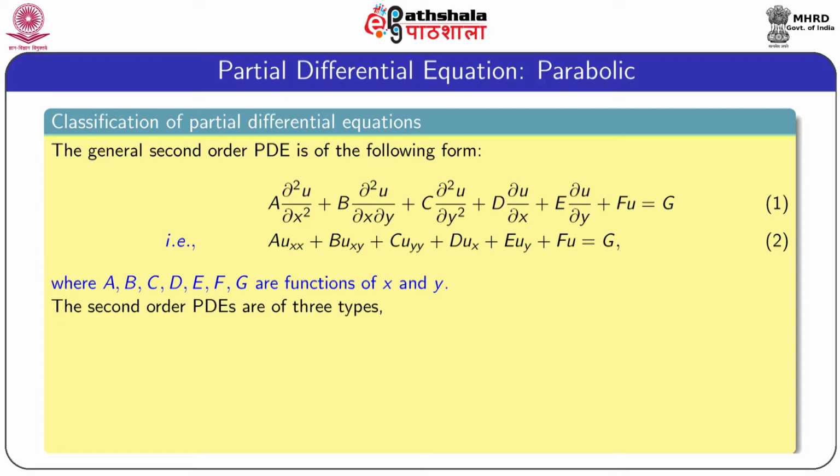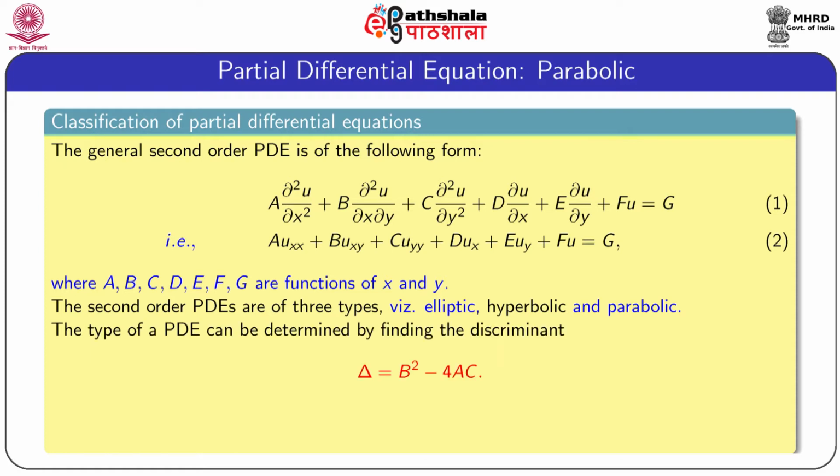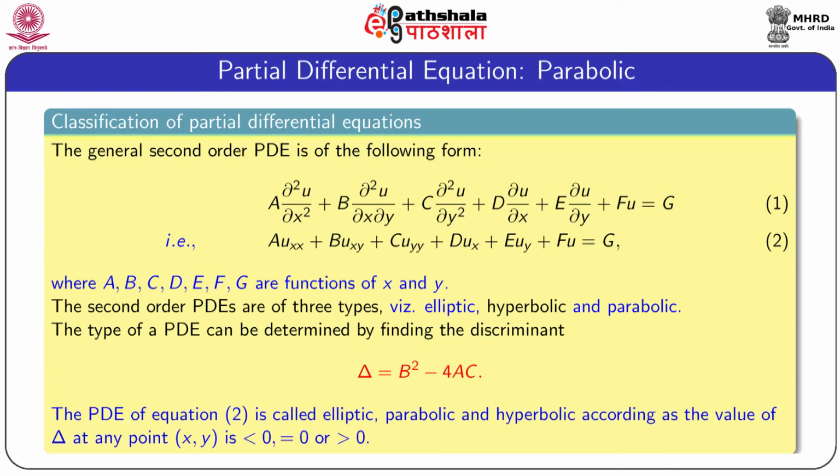The second order PDEs are of three types. The first one is called elliptic type, the second one is hyperbolic type and the third one is parabolic type. So, all second order partial differential equations can be divided into three groups: elliptic, hyperbolic and parabolic equations. The type of a PDE can be determined by finding the discriminant, which is defined as delta equal to b square minus 4 times a times c, where a, b, c are mentioned in equation 1 or 2. Depending on the values of delta, we can classify the second order partial differential equation.